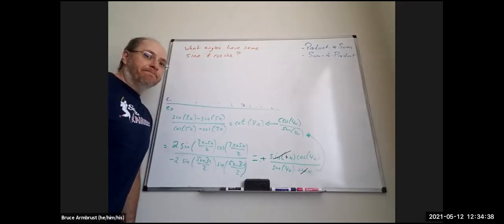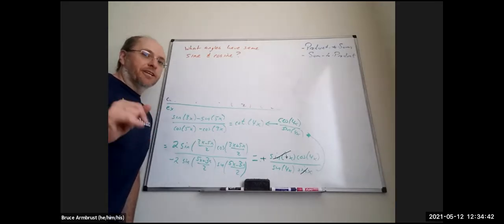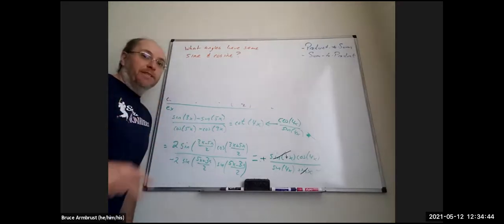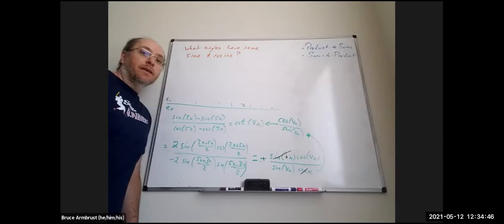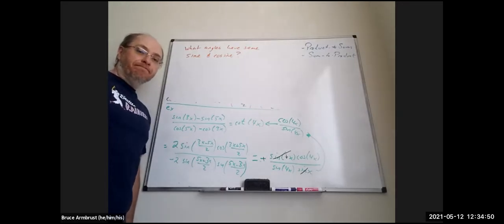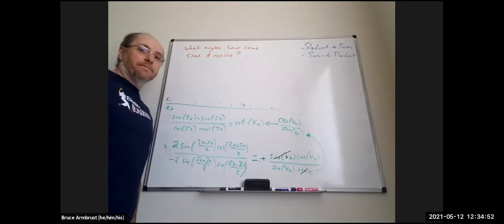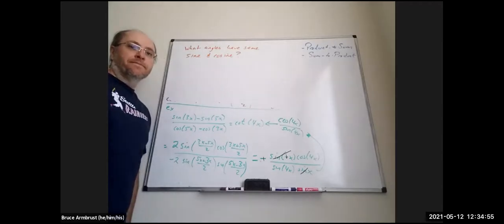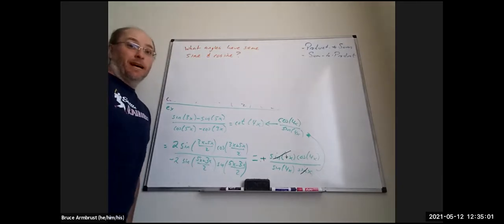Are there more? And I don't mean on your chart, because on your chart, yes, those are the only two places where that happens. But are there other places where sine and cosine are equal that aren't on the chart? Well, maybe not.